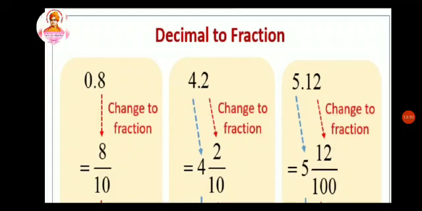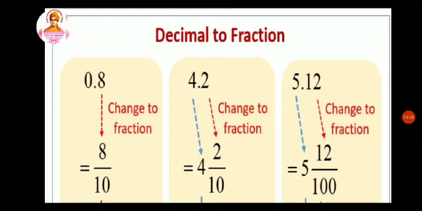The third sum, I have the number 5.12. 5 is a whole number, so I have written it like this. In the decimal part, I have two numbers, 1 and 2. So 1's place value is tenths and 2's place value is hundredths. So my denominator will be 100 because I have two numbers in the decimal part.